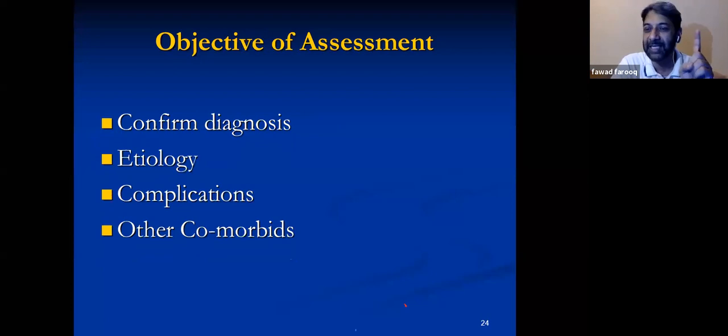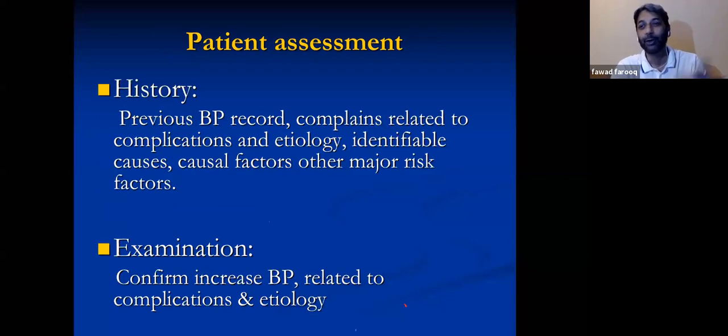So the previous case which I discussed, you have to judge him comprehensively for these four things, and how to go about it. Your previous conventional tools, which are history and examination, previous blood pressure records, complaints related to complication, etiology, identifiable causes, causal factors, other major risk factors. So comprehensive screening in the history to achieve those four objectives. Similarly, examining your patient with those objectives. That means you need to know complete details of all the etiologies of hypertension. What are their features in history and examination? Similarly, you need to know all the complications of hypertension and their features in history and examination.